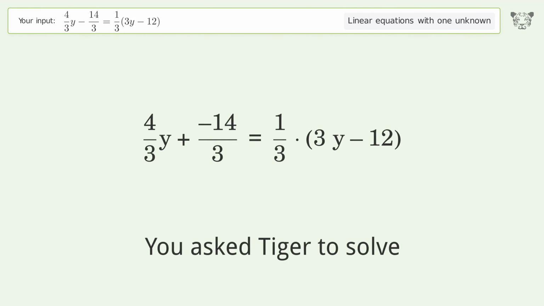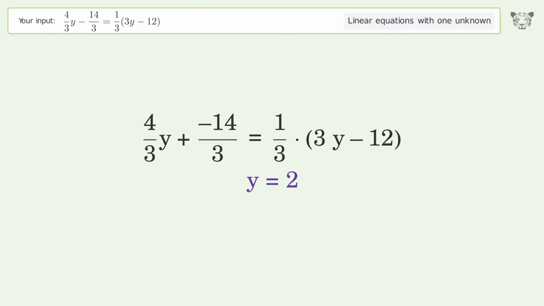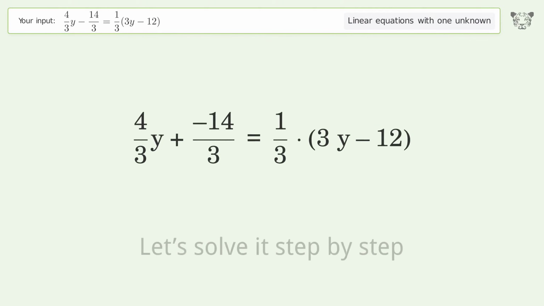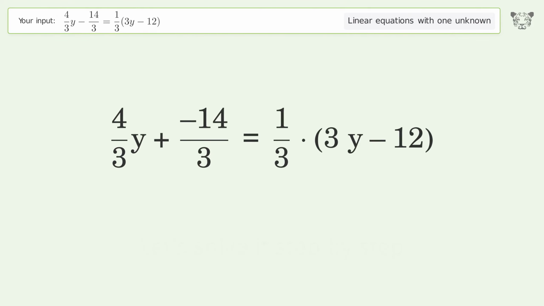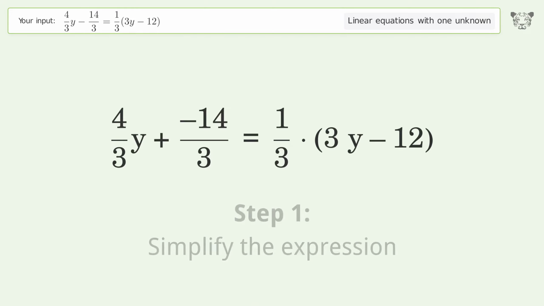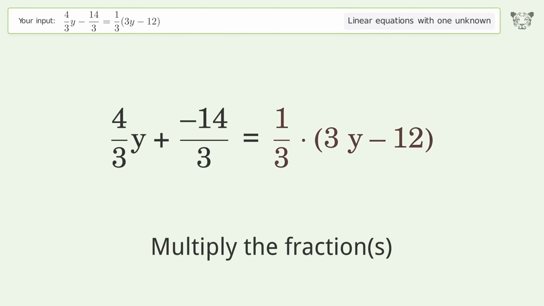You ask Tiger to solve this. This deals with linear equations with one unknown. The final result is y equals 2. Let's solve it step by step. Simplify the expression. Multiply the fractions.